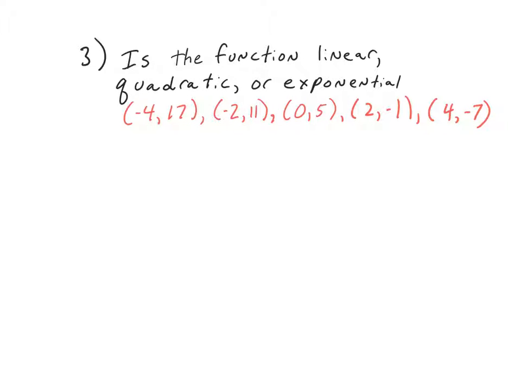Okay, so from 17 to 11, it's going down 6. Then from 11 to 5, it's going to go down 6. Then 5 to negative 1, down 6. And negative 1 to negative 7, down 6. So each time it's going down by the same amount, 6. So that is a linear function. It's linear.